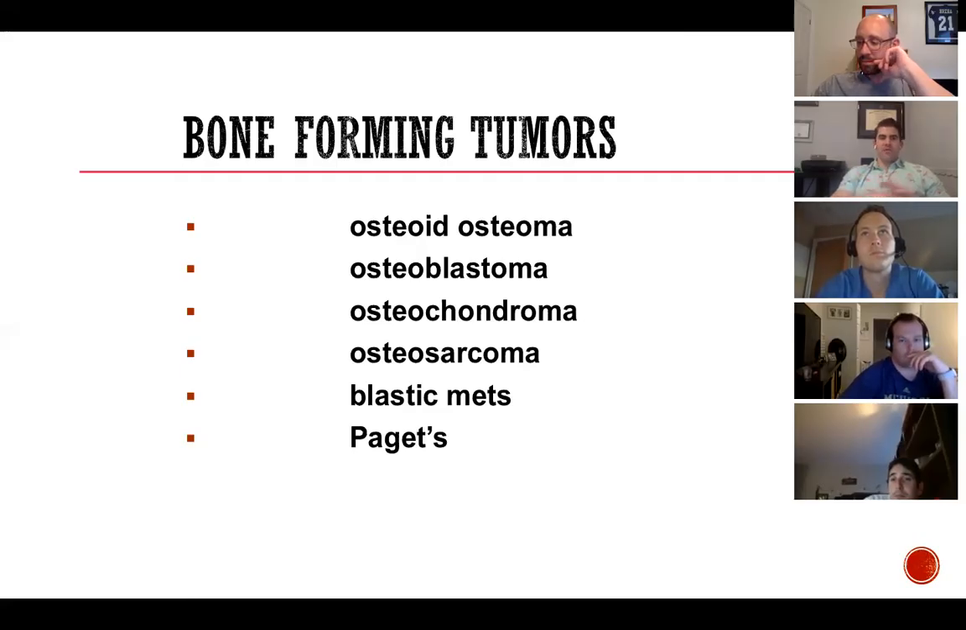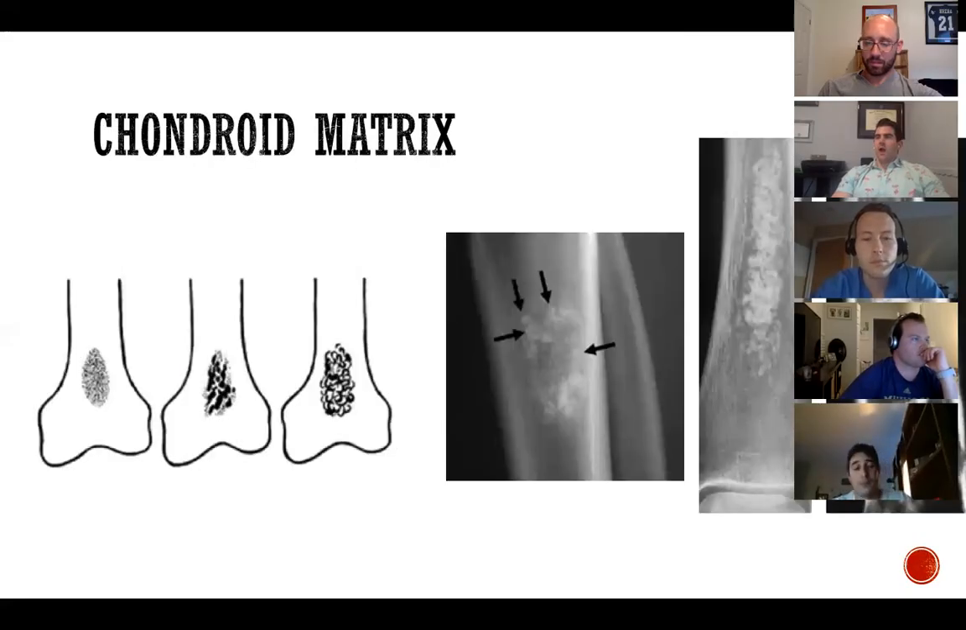Once you get in the habit of recognizing these patterns, then you can get in the habit of memorizing. I want you guys to know the core concepts before you worry about memorizing tables, but it's here for your review. Chondroid matrix, right? There are a couple of different patterns of chondral mineralization.